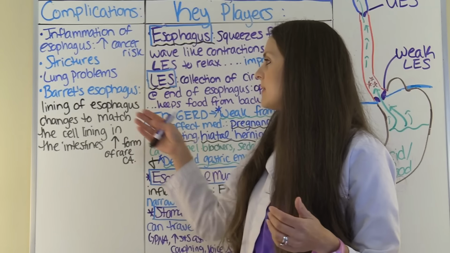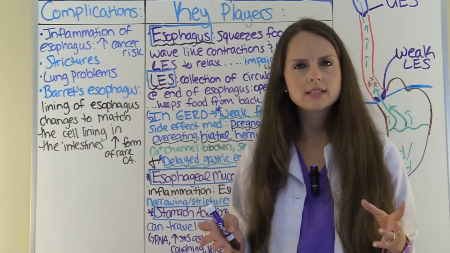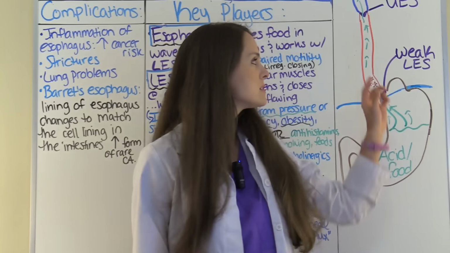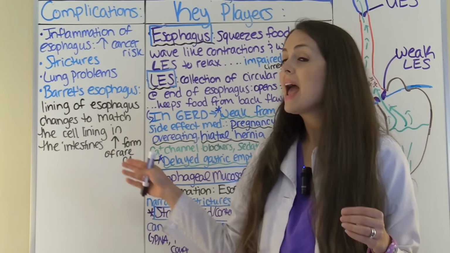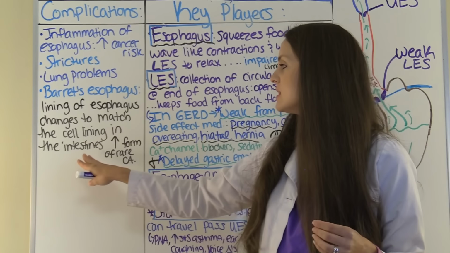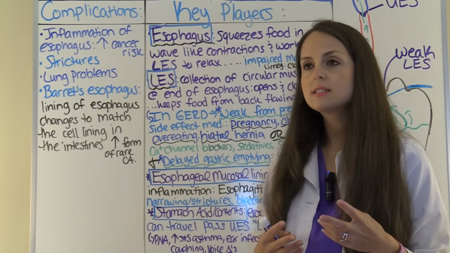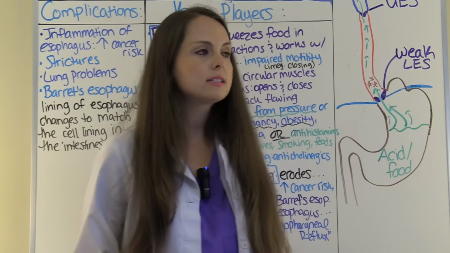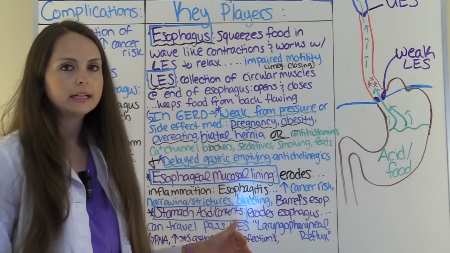Another thing is that they can develop what's called Barrett's esophagus, and this is a very interesting disease. What happens is that the lining of the esophagus that was normally there starts to change, and it will actually match the cell lining that is found in the intestine. And because of that, the patient is at risk for a rare form of cancer. So it's very interesting that it can do that. Another thing, they can have bleeding as well.